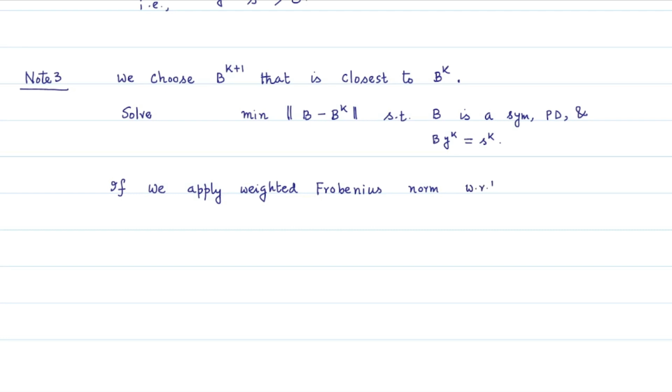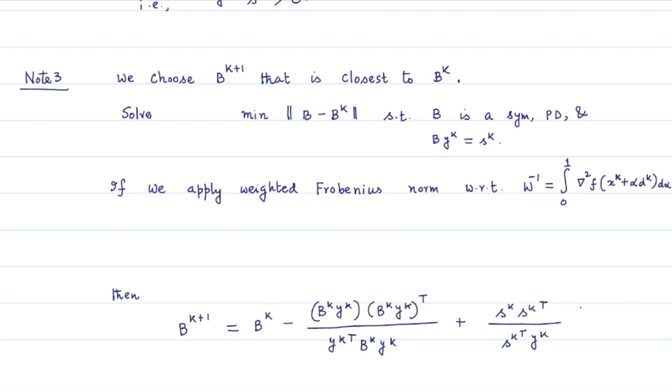with respect to the weight matrix W such that its inverse is equal to the average Hessian, the integration from 0 to 1 of the Hessian of f at xk plus alpha dk, then we can show that the minimizer of this problem, that is, the matrix B that gives a minimum value, will be given by B equal to Bk plus 1, that is equal to Bk minus this expression.